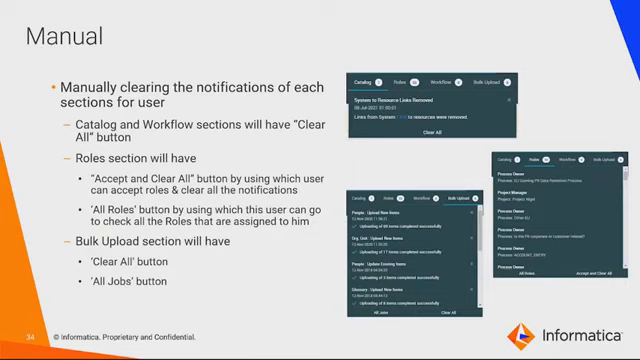At the notifications bell icon, you can see there are catalog, roles, workflow, and bulk upload notifications coming in. Each of the notifications has the clear options. For catalog and workflow, you have a clear all option, and for bulk upload and all the roles you have accept and clear, or you can clear all without accepting. You can go to the all jobs section in My Account as well.